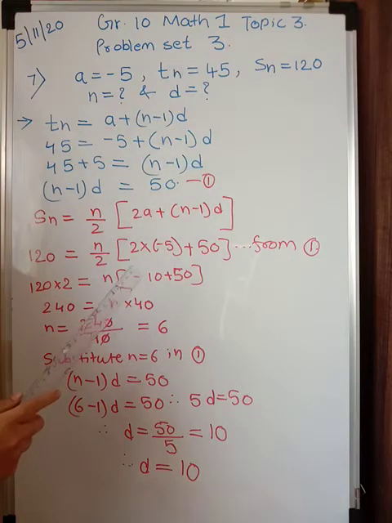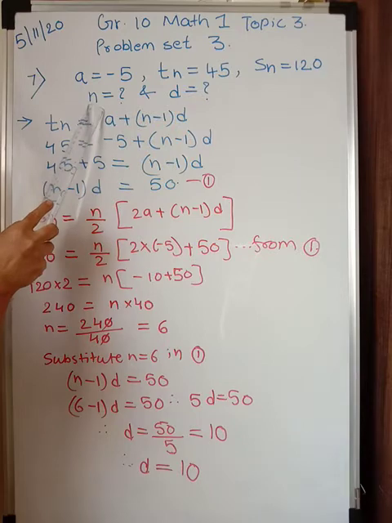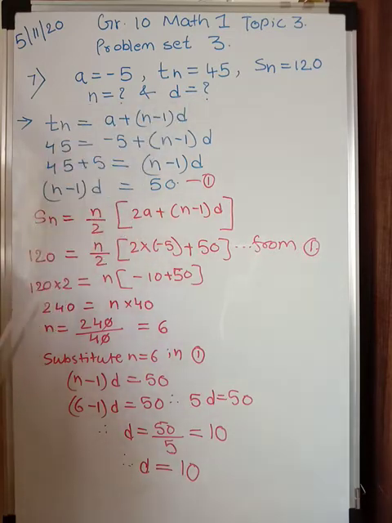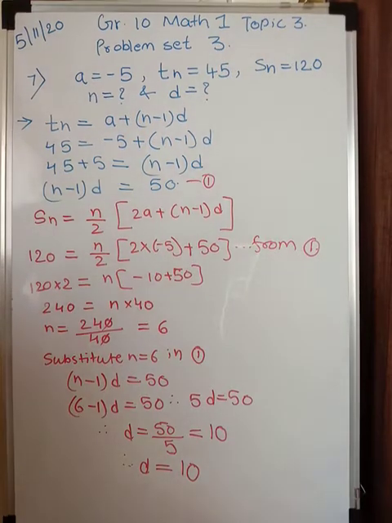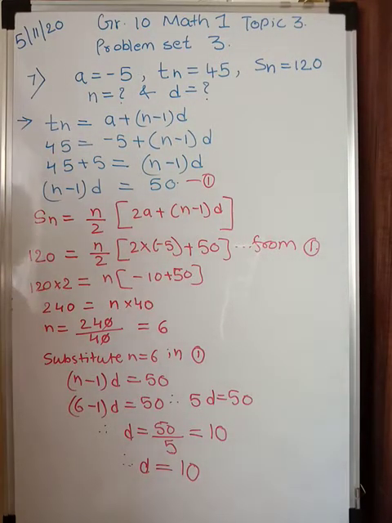It has been given. How many terms are there? What is the common difference? You have to find n and you have to find d. Now see students, always use the information which has been given. Tn is given and Sn is given. We have formulas for both. So make use of it.